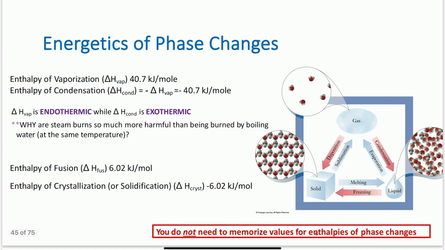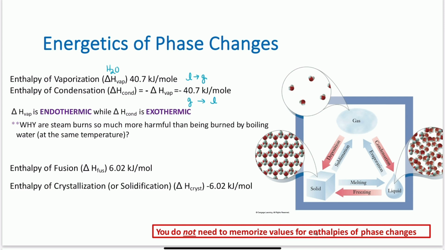Enthalpy of vaporization for water is 40.7 kilojoules per mole. That means it takes 40.7 kilojoules to take 1 mole of water from liquid to gas phase. The enthalpy of condensation is opposite of that. Vaporization is going from a liquid to a gas phase. The opposite would be going from gas to liquid.